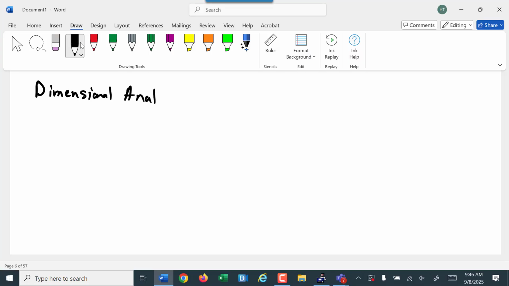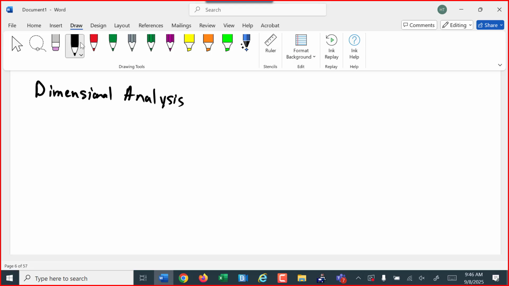So then on to the star of the show. My favorite method is dimensional analysis. And dimensional analysis is nothing more than matching up units like we did in our unit conversions and making sure things cancel out and using those equivalencies just to convert one unit to another.